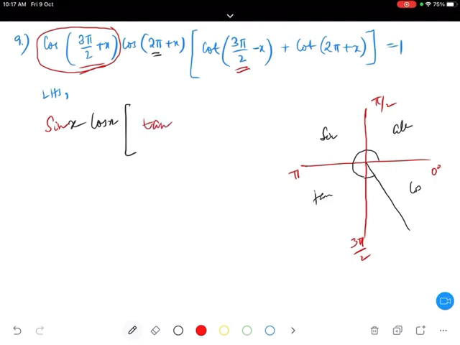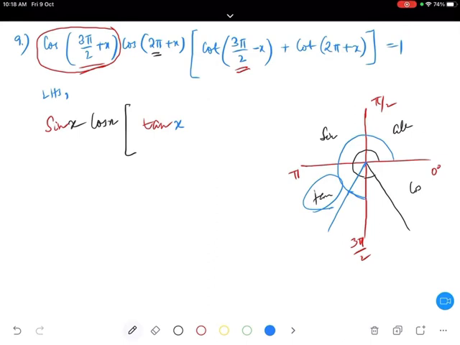Now the next thing I have to check: 3 pi by 2 minus x lies in which quadrant? Think and tell me. Third quadrant, very good. 3 pi by 2 is this much, and 3 pi by 2 minus x means less than 3 pi by 2, so it lies in the third quadrant. In the third quadrant, tan is positive, so cot is also positive. So it will be just tan x.